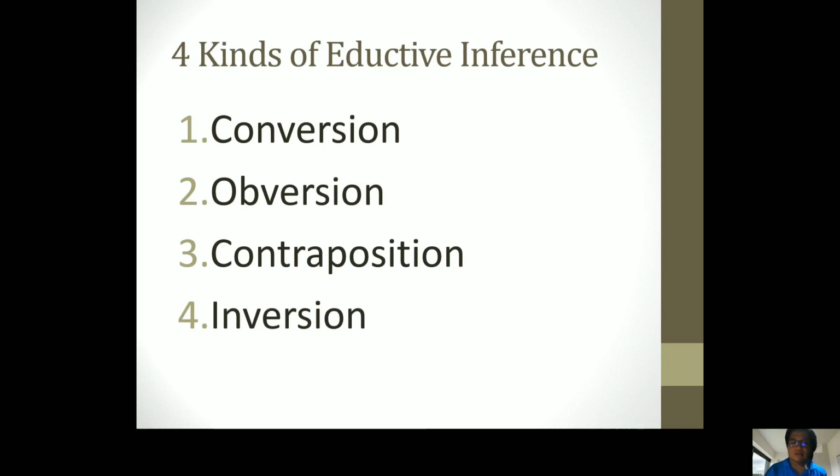And we're going now to proceed with the 4 kinds of deductive inference. And later on, we're going to have it one by one. What's the difference of a conversion, obversion, contraposition, and finally inversion? Again, these are the 4 kinds of deductive inference.